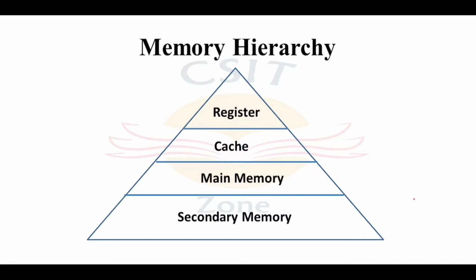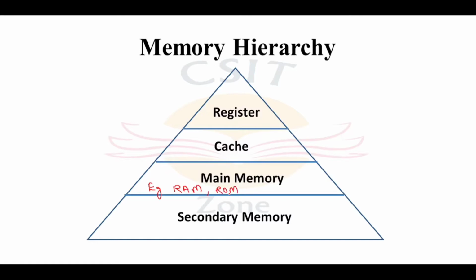Now at the third position we have main memory, or we can say the primary memory. It is the computer memory that a processor or computer accesses first or directly. Examples of this main memory are your RAM, random access memory, and your ROM, read-only memory.